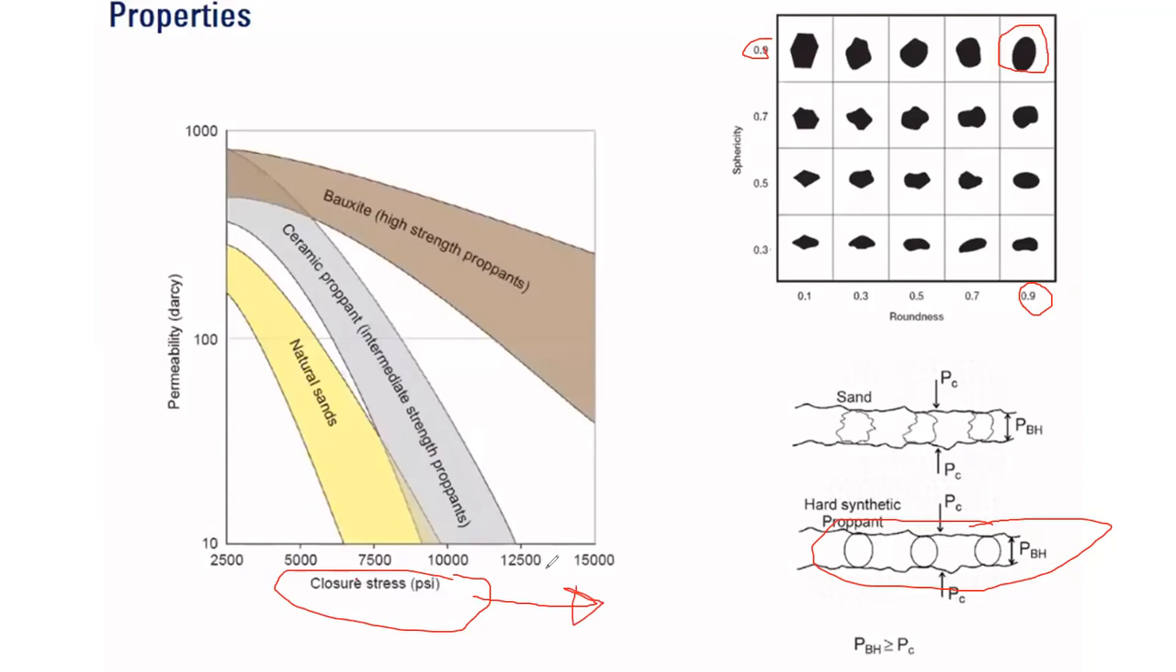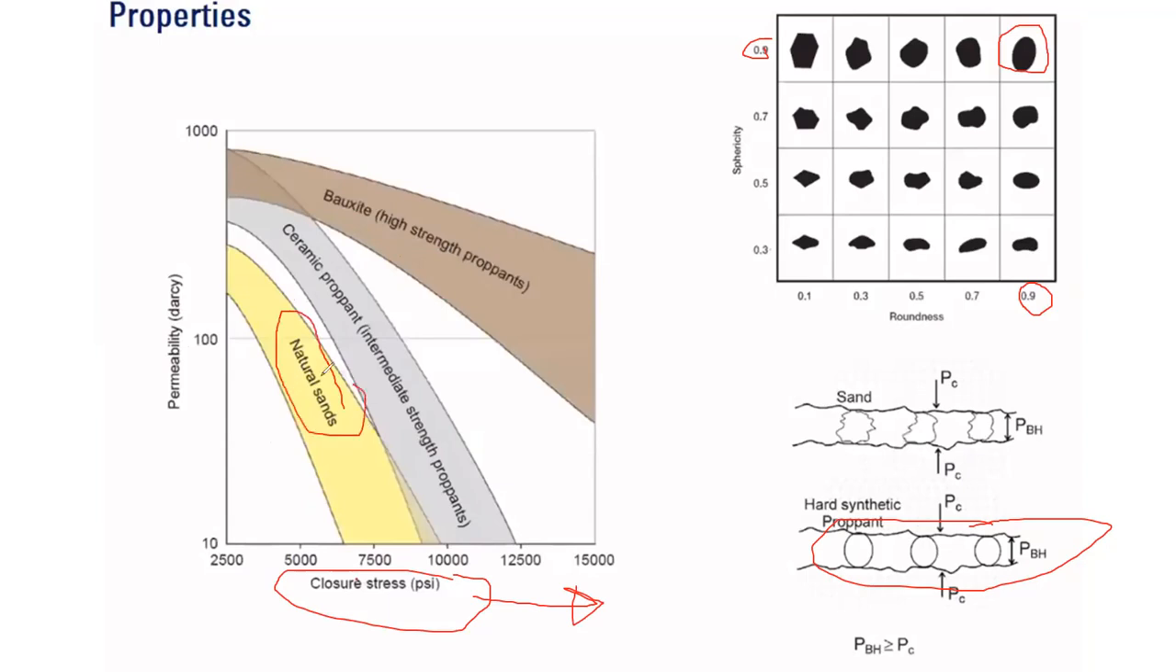We are going to see all of that. So the strength of the material also determines the permeability. High strength material is going to have high permeability, while low strength material is going to have low permeability. And the low strength material is the natural sand that I just talked about.